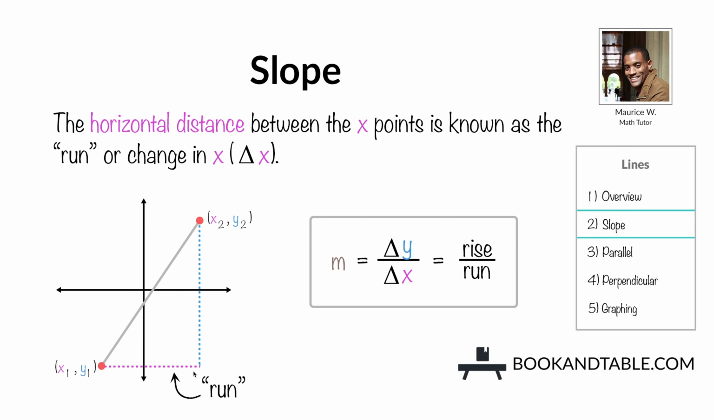The horizontal distance between the x points is known as the run or change in x, the delta x also. So the run is how far our x point here is from our x point here. That's the horizontal distance. And again, together, the change in y over the change in x gives us the steepness of the line, which is also known as the slope.